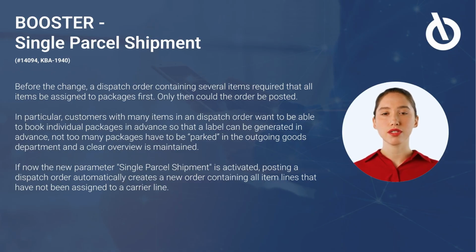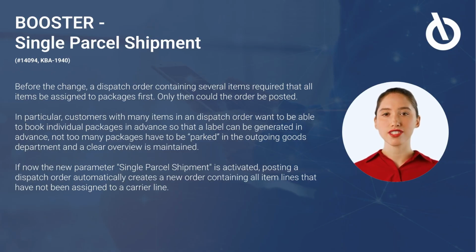of dispatching orders with many item positions. In practice, it is often the case that not all item positions of a dispatching order are to be shipped simultaneously. This is why customers with many items in the shipping order want to be able to book individual packages in advance so that a label can be generated in advance. Not too many packages have to be parked in the outgoing goods department, and a clear overview is maintained.